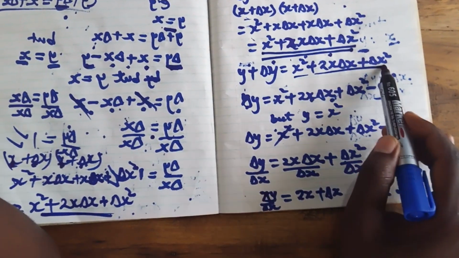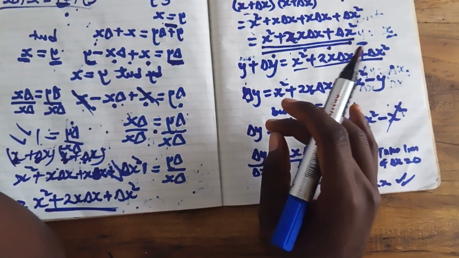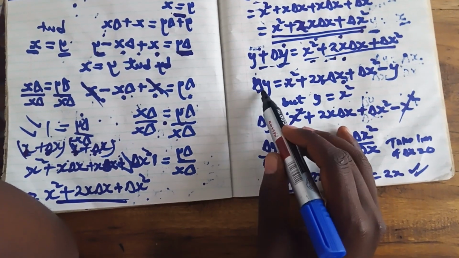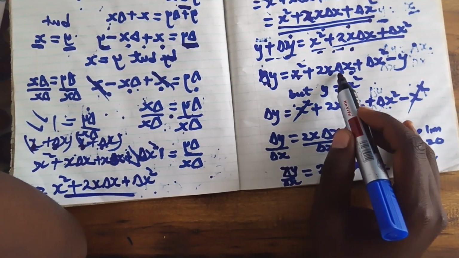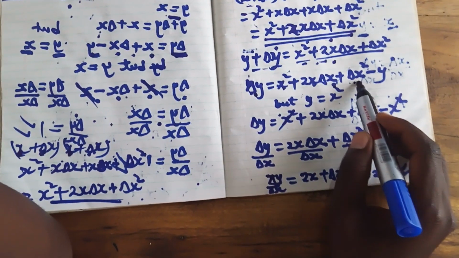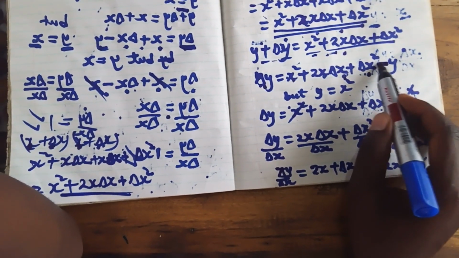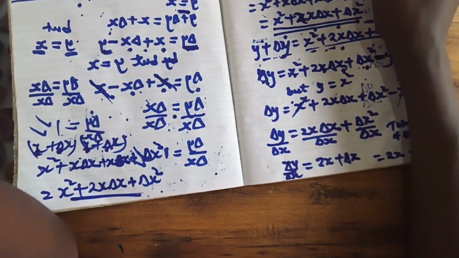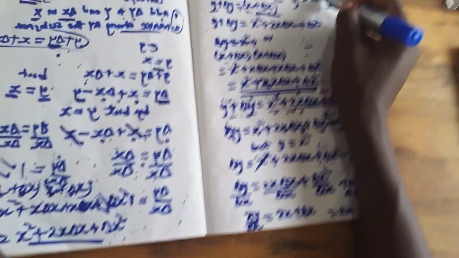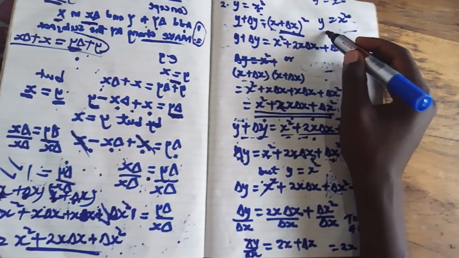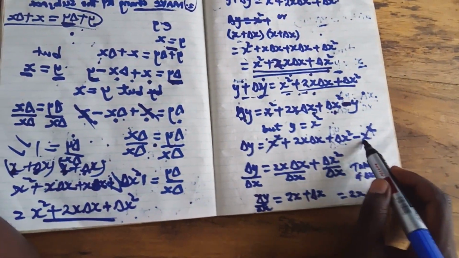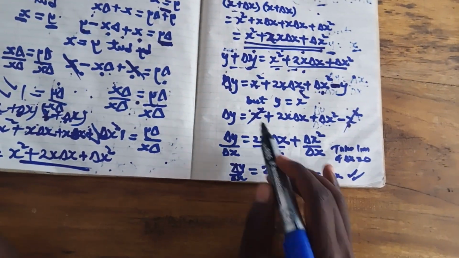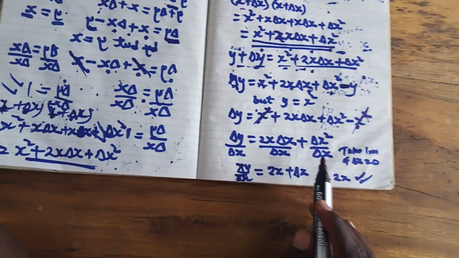So after expanding this one, we replace it here. Then we make y the subject of the formula. After replacing, we make change in y the subject by saying change in y is equal to x squared plus 2x change in x plus change in x squared minus our value of y. But what was our y? Our y was equal to x squared. Now we replace the value of y by x squared. Then this x squared will cancel with this one after replacement of y.